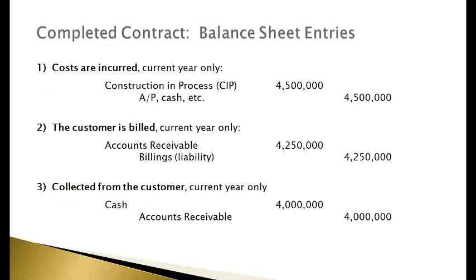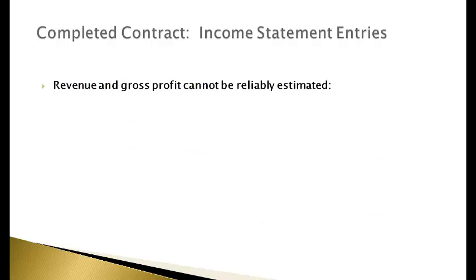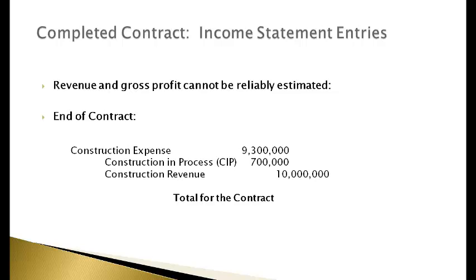This method records the activity that occurs during the period using the same debits and credits and amounts as the percentage of completion method for the first 3 entries. Costs actually incurred, billings and collections are known and recorded during the period as they occur. The only difference between the percentage of completion method and the completed contract method is when construction expense, construction revenue, and gross profit is recorded. Nothing is recorded and reported on the income statement until the contract is completed. The 4th journal entry is only made at the end of the contract.